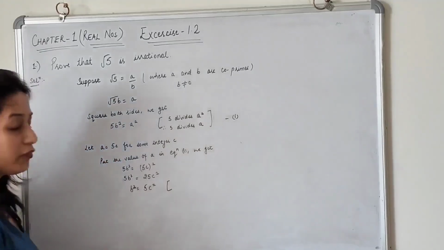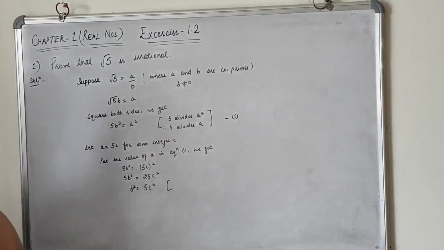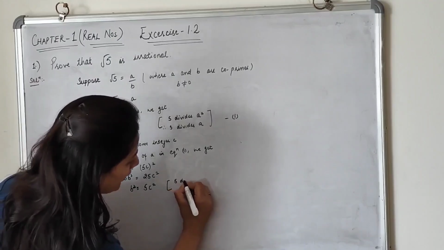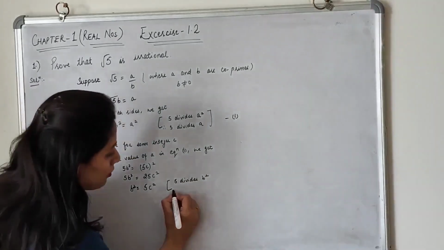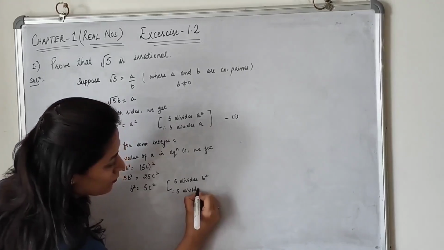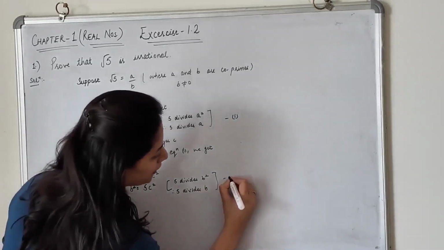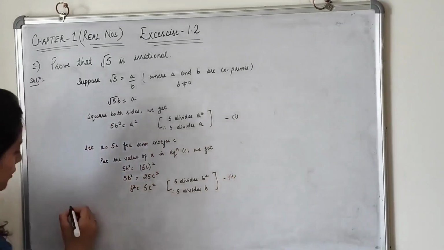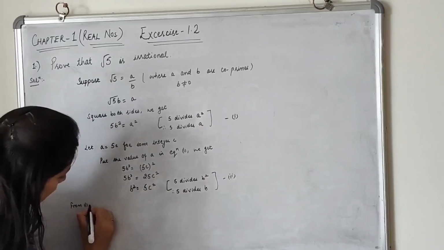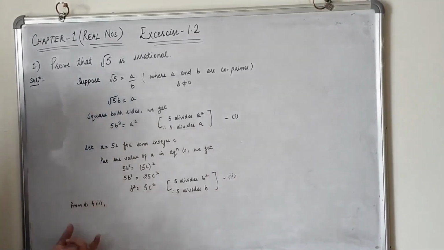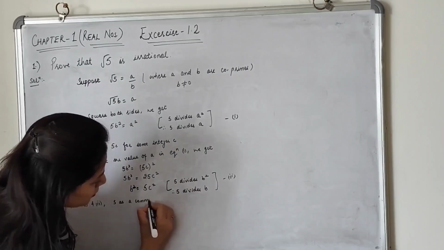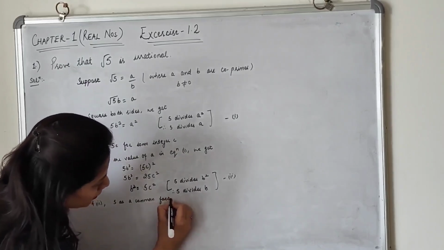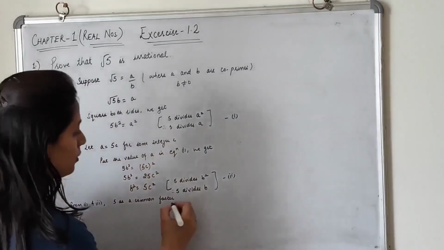So from this equation, what do we observe? B square is divisible by 5. Therefore, 5 divides B square. Therefore, 5 divides B also. Make it the second equation. From 1 and 2, what do we observe? 5 is a common factor in both the cases.